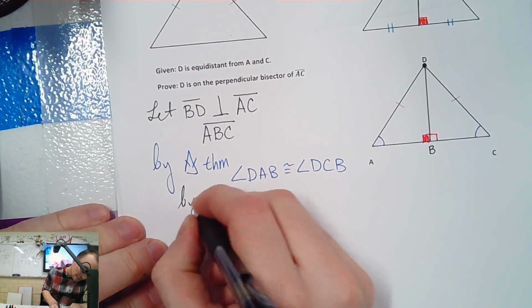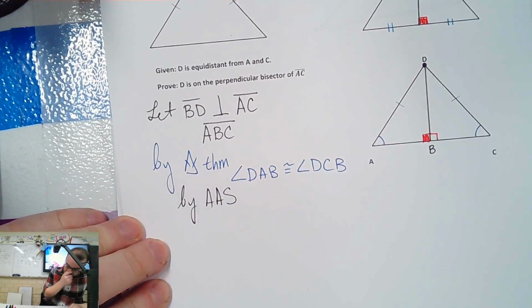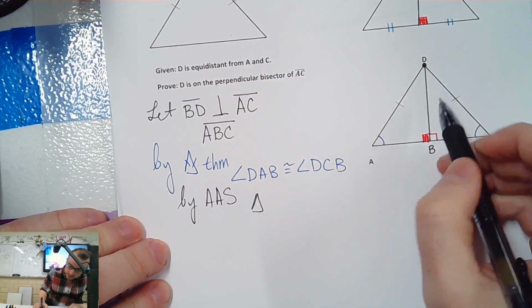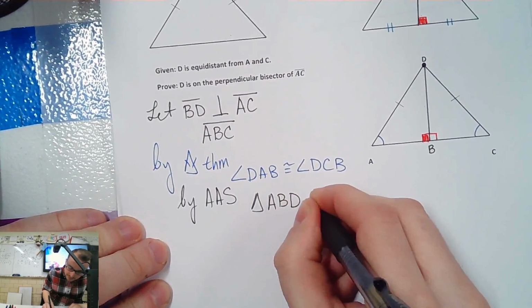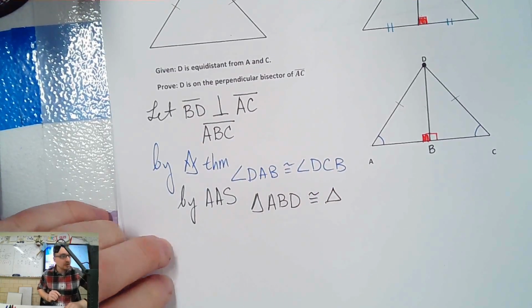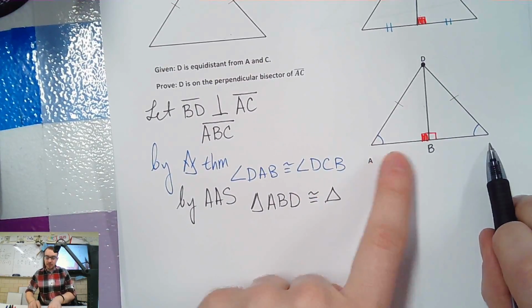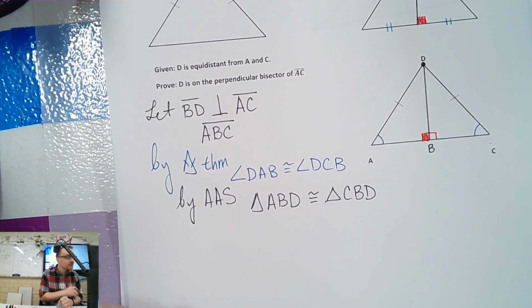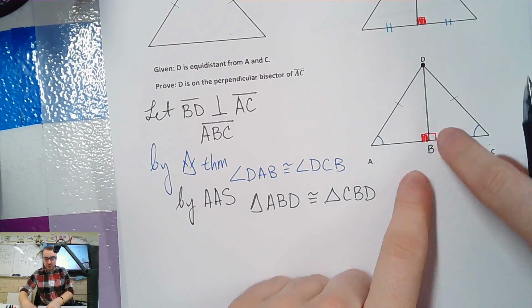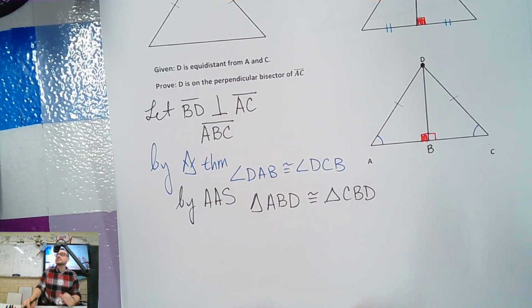So by angle side, we know that this triangle over here, I'm going to call it triangle ABD, just to try to keep it alphabetical, is congruent to the other triangle. Now when I match these up, A is going to go with C, B will go with itself, and D must go with D. So CBD. Nice. Didn't we already prove that D is on the perpendicular bisector of AC? Nope, because that's just the perpendicular, not the perpendicular bisector.